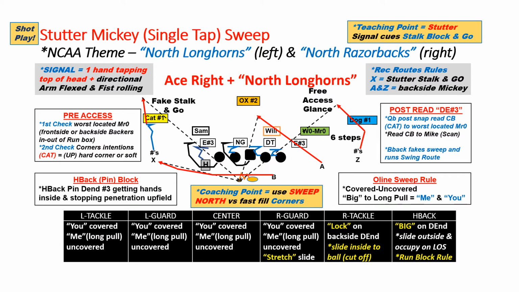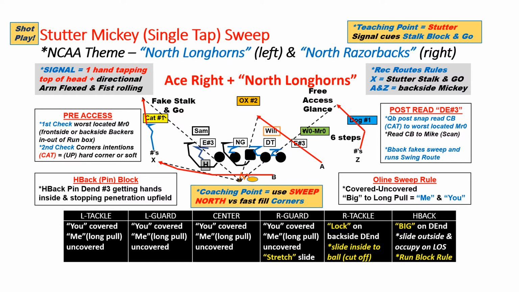Off of our sweep action, outside gap, now we can do our stutter. Again, that will be one hand tapping the top of the head. So the X is going to fake the stock block and go. The A and the Z will still run their Mickey routes. The A here now, though, wants to look at finding open grass over those linebackers, but underneath that safety. The quarterback's going to get a good long shuffle fake with the back on the sweep action, where the back will then swing out to the play side as a check down.